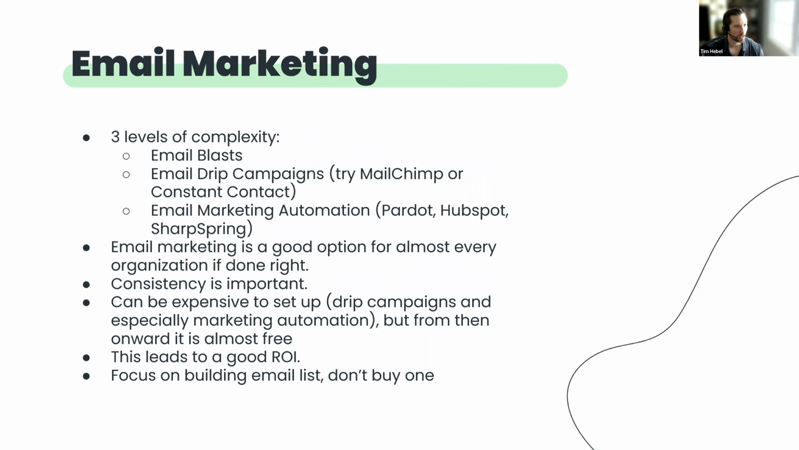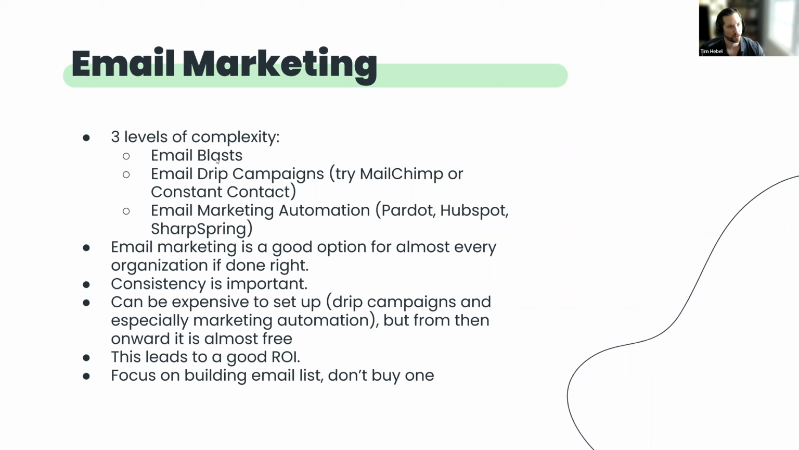And then email marketing, I think this is my last one. There are 3 kinds of levels to email marketing in terms of increasing complexity. There's email blasts, there's email drip campaigns, and then there's email marketing automation. So I'm sure almost all of you do email blasts, and that's just where you send the same email to a bunch of people at once on a list. If you're not doing that, you definitely should be, at least have a monthly or quarterly newsletter.